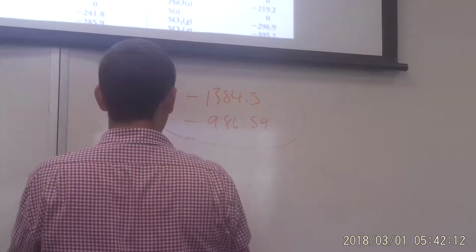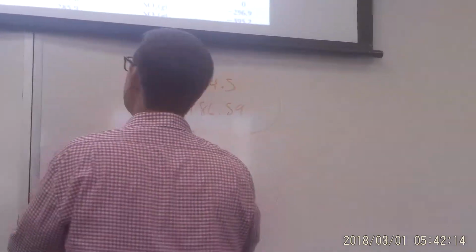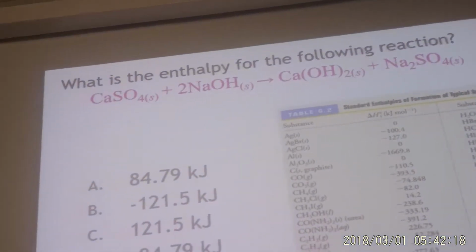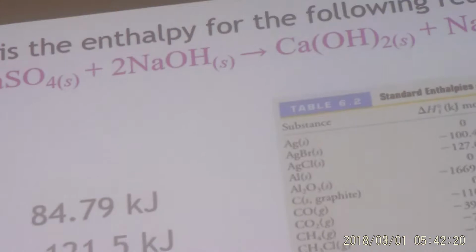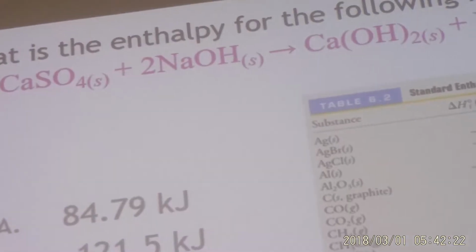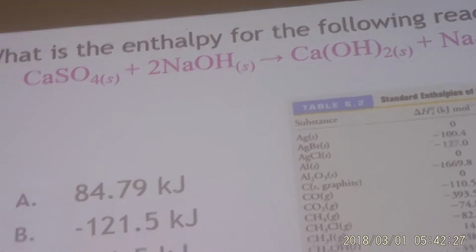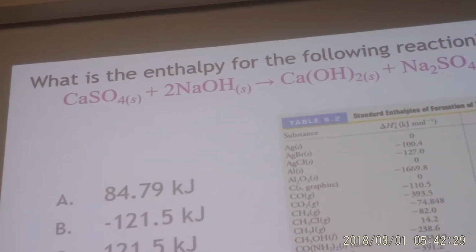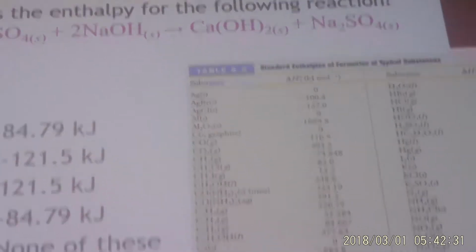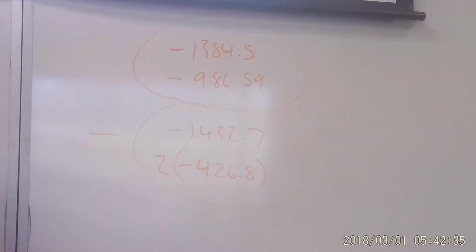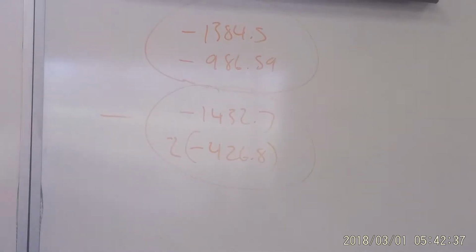What's the energy for the reactants going to be? Calcium sulfate, negative 1432.7. And sodium hydroxide, negative 426.8. But I have to multiply that one by 2. Is that true? Because I have 2 moles there.